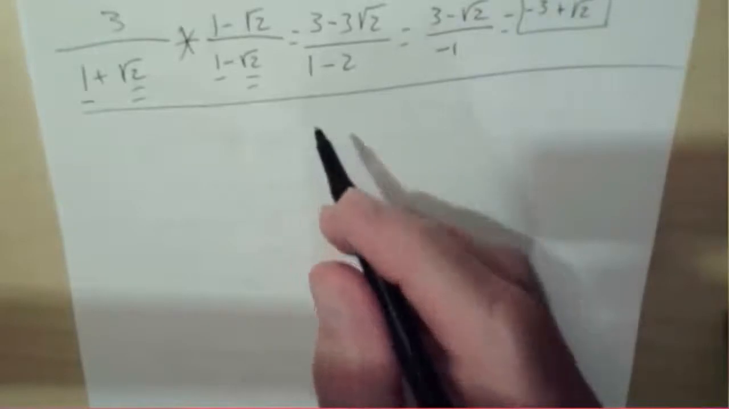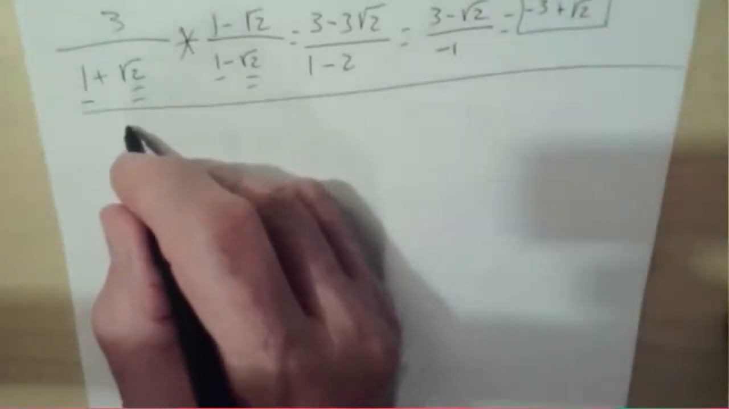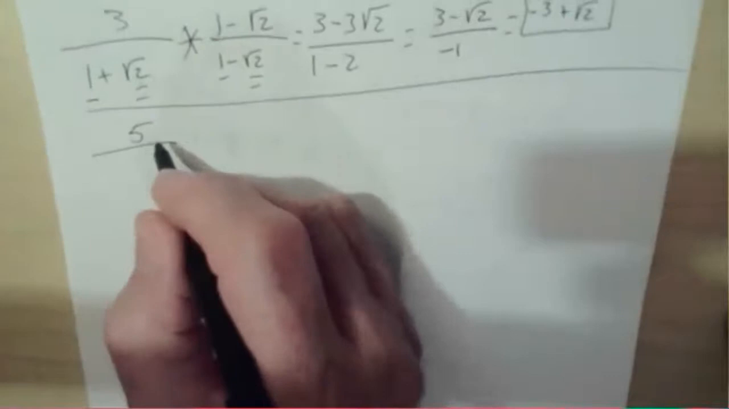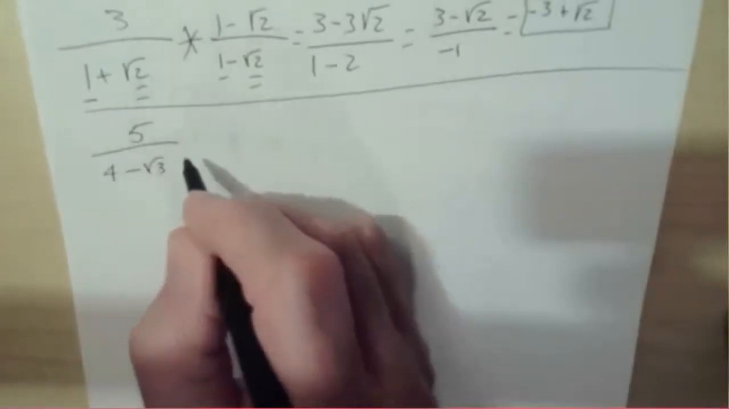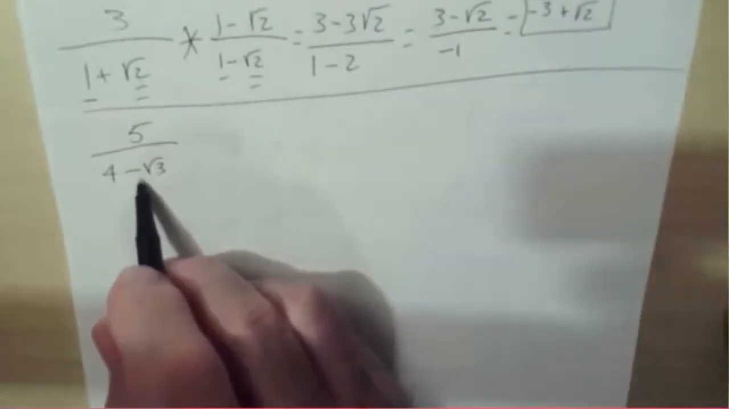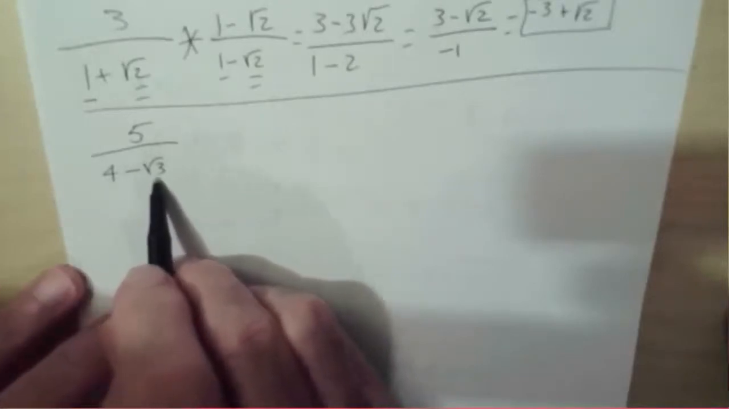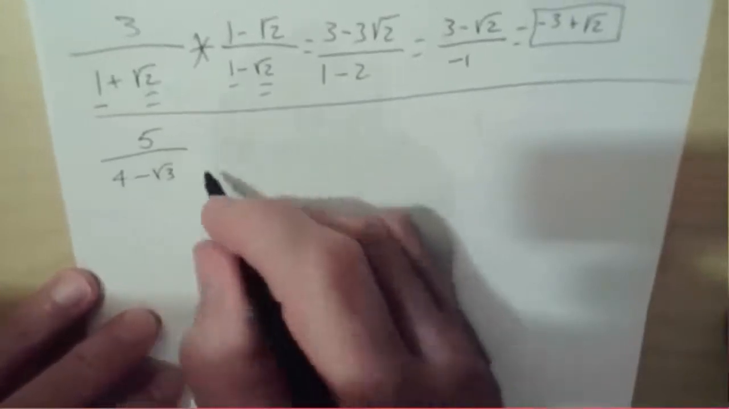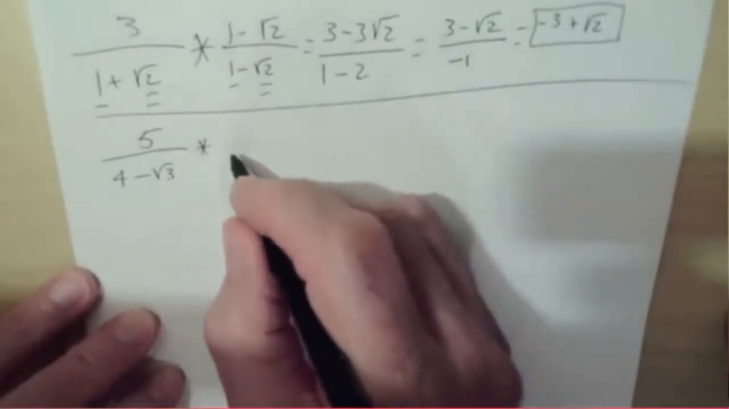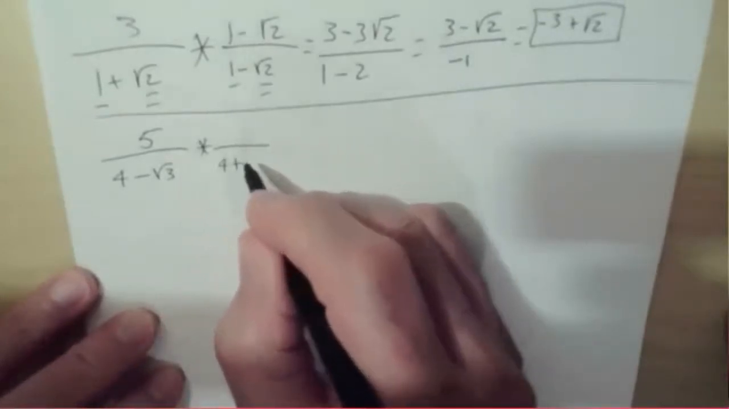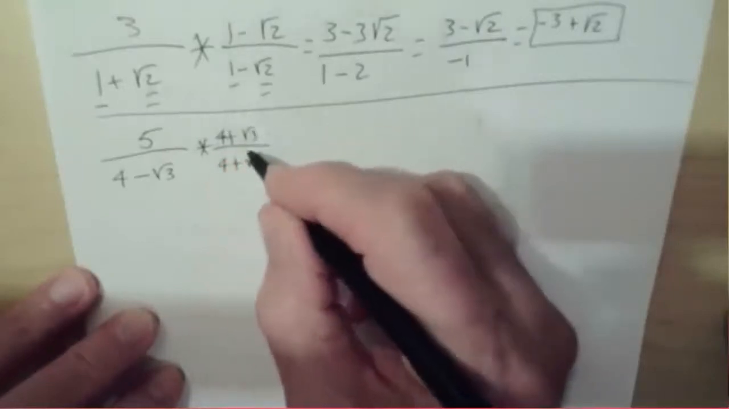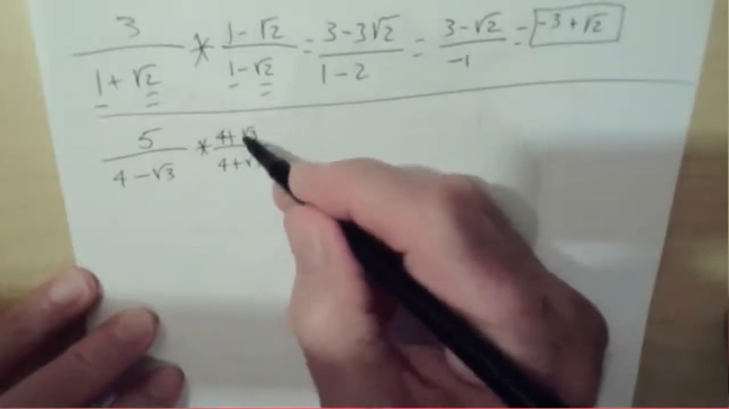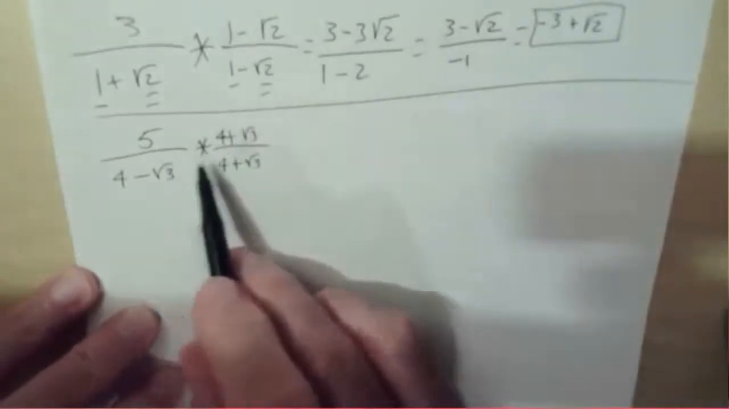Who said this one? This is good stuff. Minus the square root of 3. So how are we going to, yes. What are we going to do here? Going to multiply by the conjugate. Times 4 plus the square root of 3. Remember, this is actually 1. Any number divided by itself is 1. So we're not changing the value of this, just changing the look.